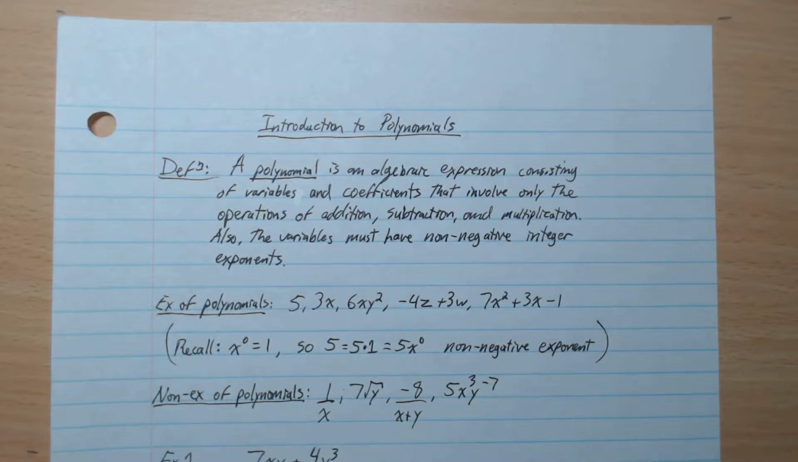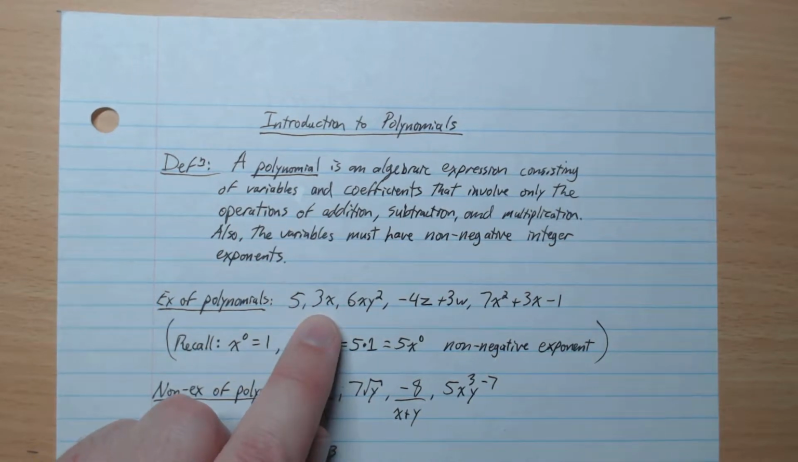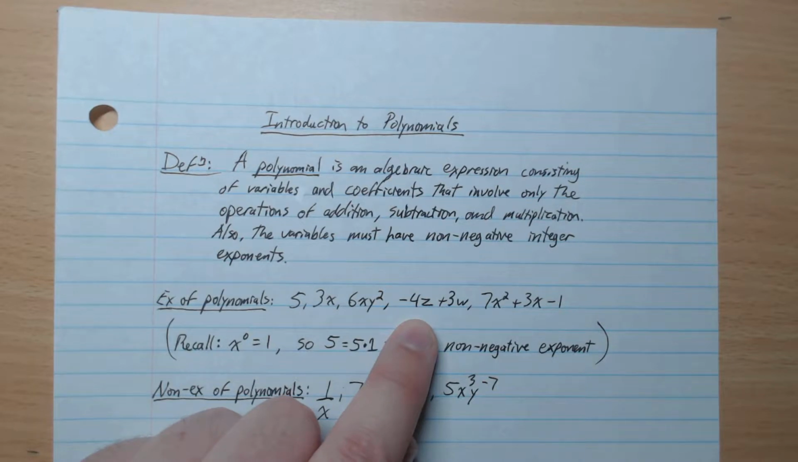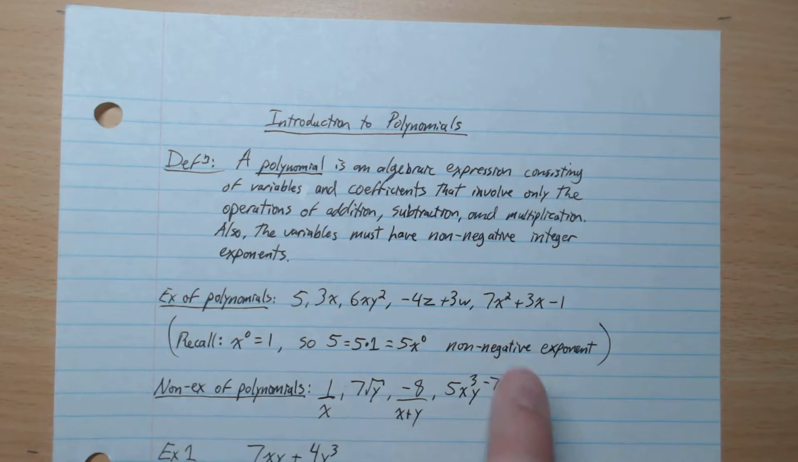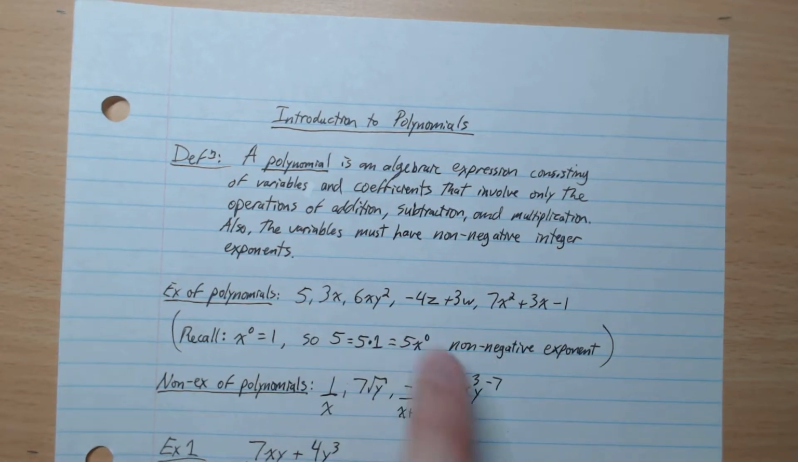A polynomial is an algebraic expression consisting of variables and coefficients that involve only the operations of addition, subtraction, and multiplication. Also, the variables must have non-negative integer exponents. So examples of polynomials: 5, 3x, 6xy squared, negative 4z plus 3w, 7x squared plus 3x minus 1. So we notice that the integer exponents are non-negative.